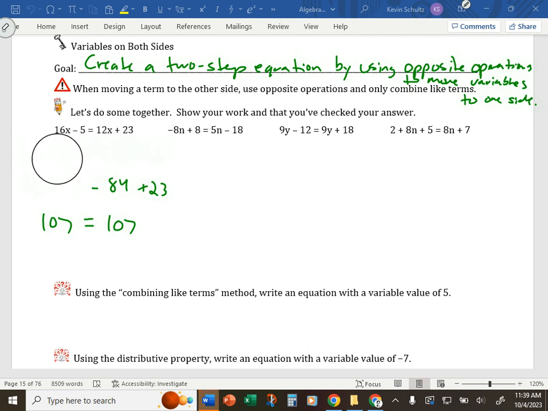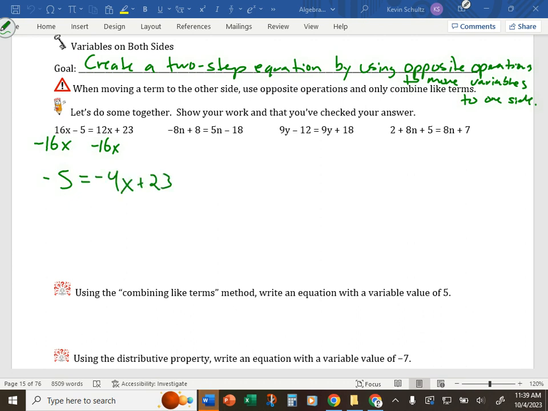I did say that you can move the terms to either side. If you're an optimistic person, you want to keep things positive, you can move that 12x over to the left. If you're a pessimist, you tend to look on the negative side of things, you can move our 16x's over to the right side by subtracting 16x's. That'll give you negative 5 equals negative 4x plus 23. Notice our 4x's are now on the other side, but they're negative. If I move them back over to the left, they'd be positive here.